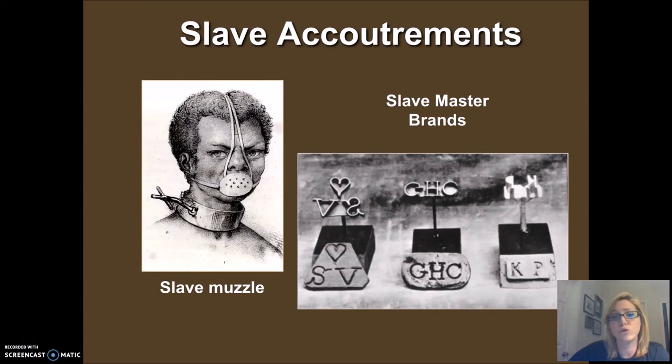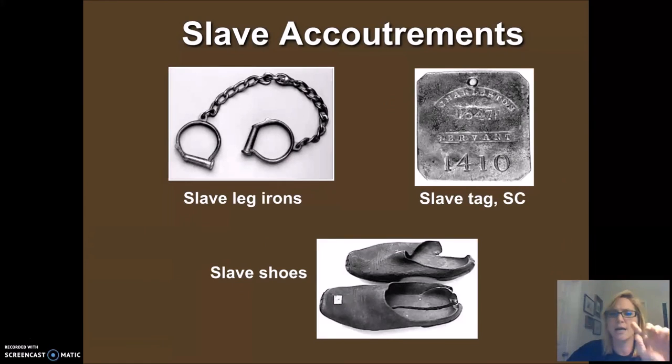Some slave accoutrement. You've got various brands right here. You have a slave muzzle. Muzzles were common to prevent people from screaming. Again, these are things that, like, muzzles are still used on animals. They treated them like animals. You have collars. You have leg irons. You have tags. Look at these shoes. They're cracked. They're broken. They're barely together. They probably didn't fit whoever was wearing them.